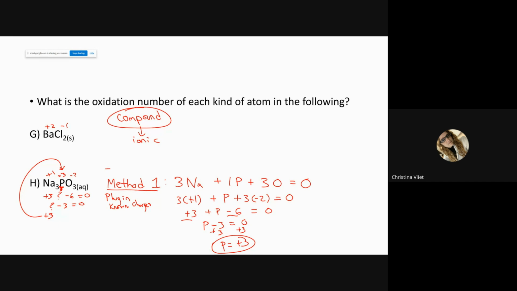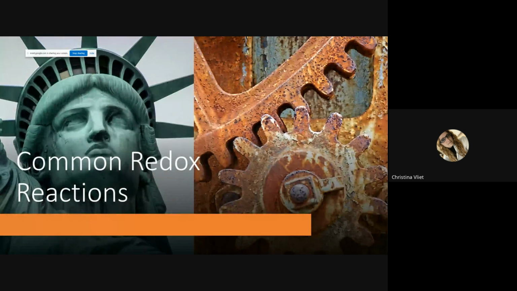All right, so let's see, it's 9 a.m. We're going to cover at least what is the definition for oxidation and reduction. You don't have to write this down. What's being shown to you here are some common redox reactions.